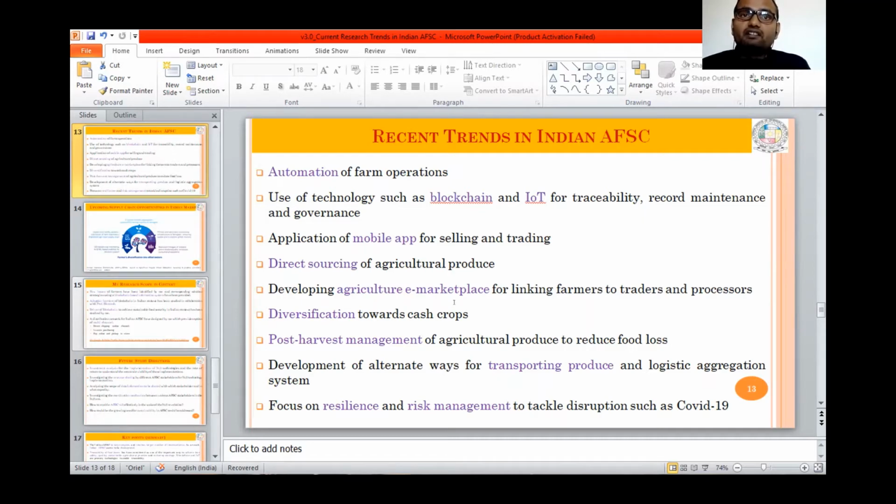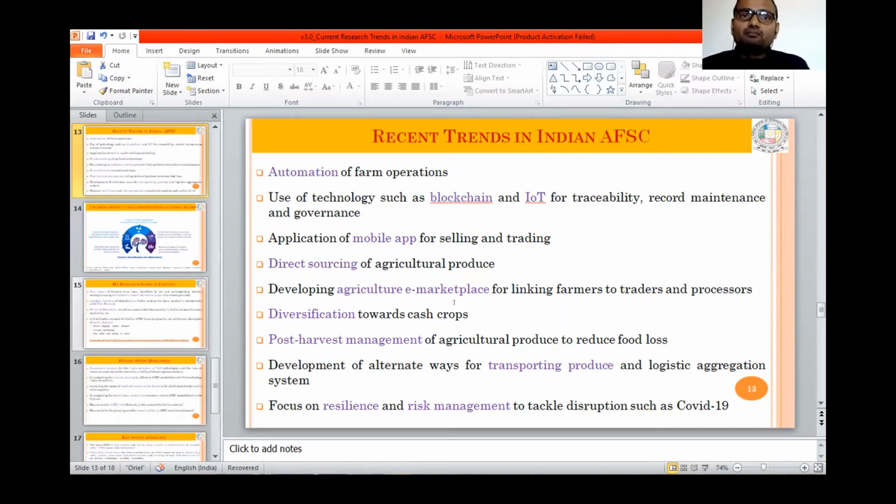And recently, mobile app-based selling and trading has also started via various apps. There is also a fashion of trying to eliminate intermediaries. The focus is on direct sourcing and eliminating the intermediaries. And we are developing an agriculture e-marketplace, which I discussed, like eNAM.